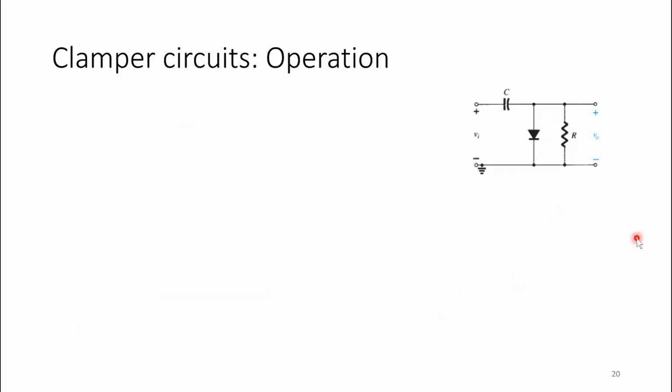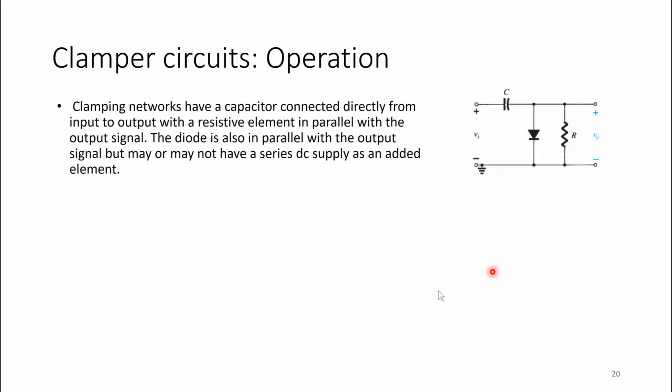So operation: how does it do what it does? Clamping networks have a capacitor connected directly from input to output, as mentioned earlier, with a resistive element in parallel with the output signal. The diode is also in parallel with the output signal, but may or may not have a series DC supply as an added element here.